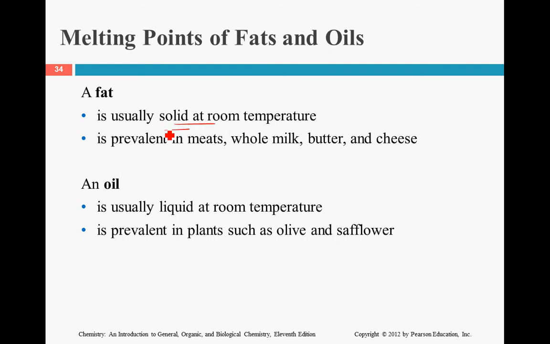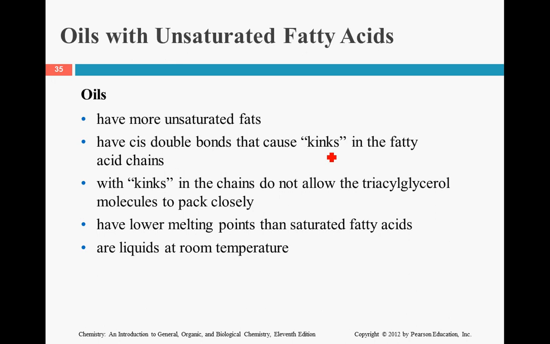Fats are typically solid at room temperature, such as meats, whole milk, butter, or cheese, whereas oils are liquid at room temperature, like olive oil or safflower oil. Think about the grocery store when you're trying to compare and contrast these. Because these are solid at room temperature, fats are typically saturated hydrocarbons, whereas oils are unsaturated. Because they're unsaturated, there's double bonds.